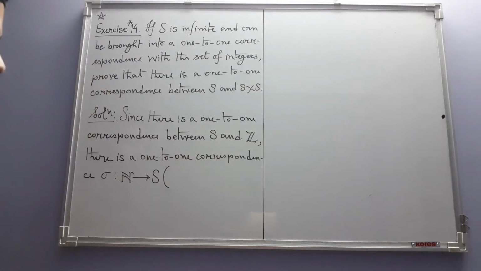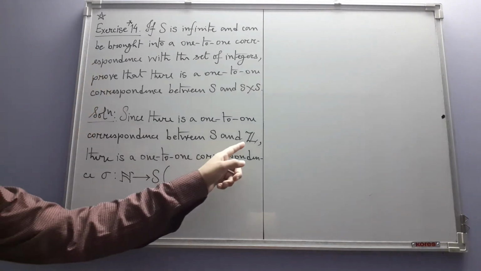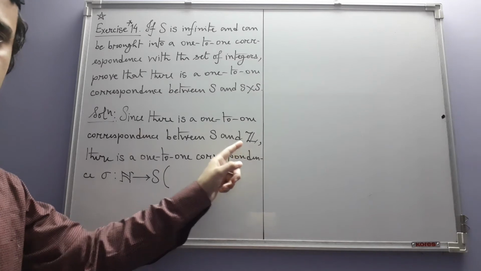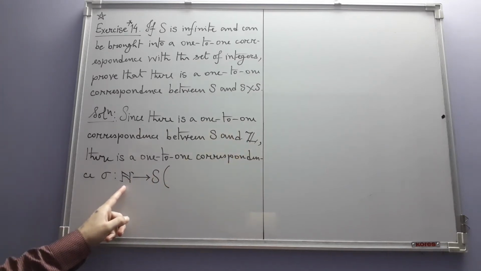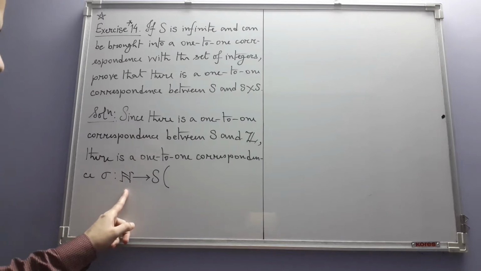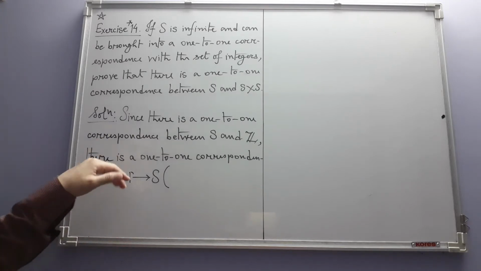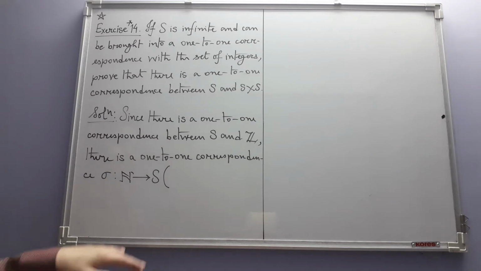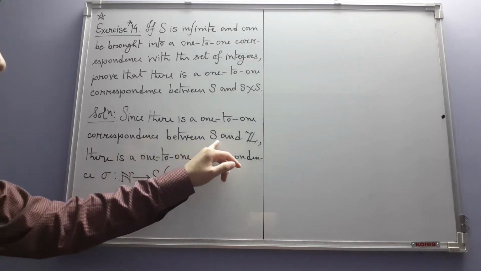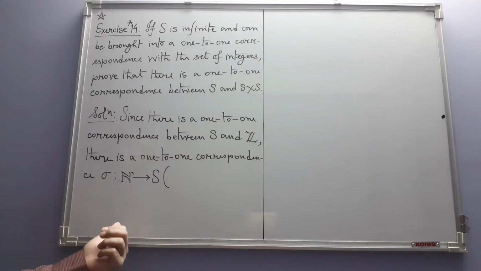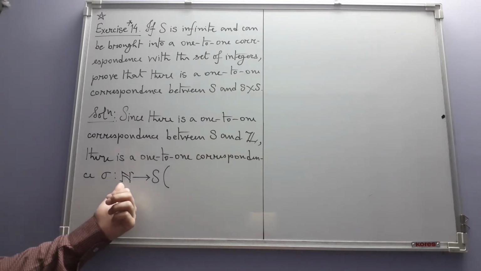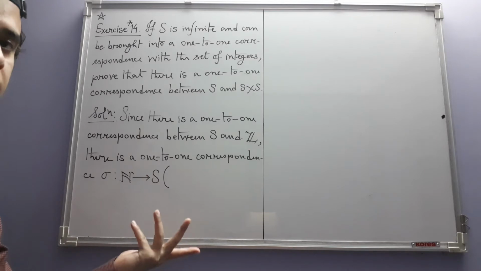Why? Because you see, we already know that the set of integers has a one-to-one correspondence with the set of natural numbers, and using that fact and this fact that there is a one-to-one correspondence between S and Z, you can set up a one-to-one correspondence between the set of natural numbers and S.